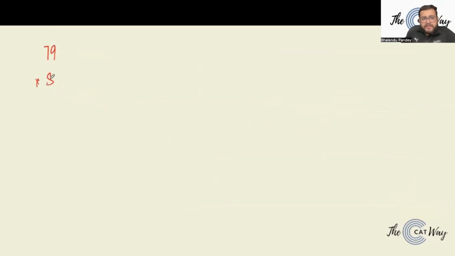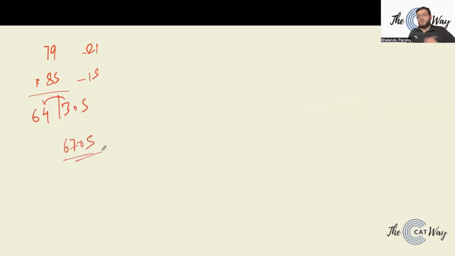79 multiplied by 85, right? This is minus 21, this is minus 15. 21 into 15 will be what? 21 into 10, 210, and 21 into 5, 105, right? 210 and 105, 315 is what we get, right? 79 minus 15 gives you a 64. This comes over here, this gets added up because we need only 2 digits on that side. So your answer becomes 6715. So see, the process is very simple, right?